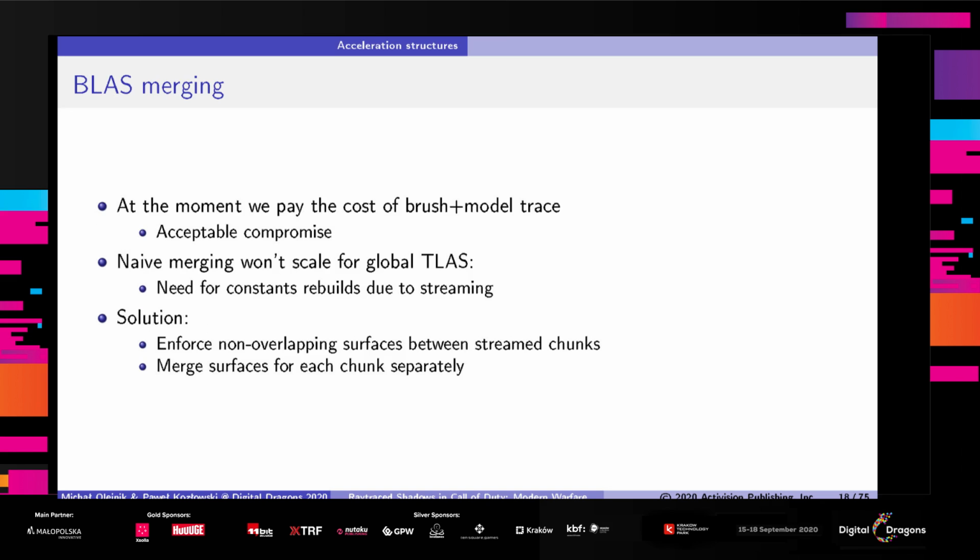Of course, this means that we did not fully get rid of the overlap. In the case shown on the screenshots, we'll have one big brush BLAS covering almost the entire map. So it will overlap with every model inside it, but for practical purposes, this is an acceptable performance trade-off. Note that this approach won't scale when doing whole scene TLAS. Fortunately, in our case, the solution will also be simple. Our streamer divides the world into non-overlapping chunks, which we will be able to use for BLAS merging. So, for example, we can merge our brush surfaces for each chunk separately.